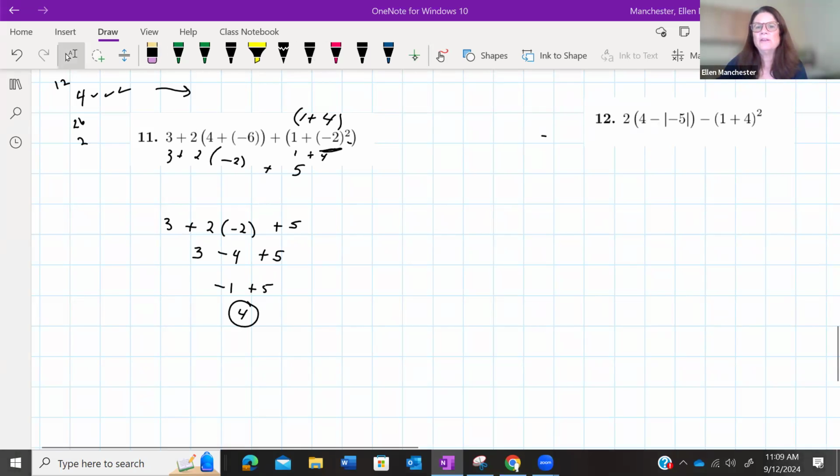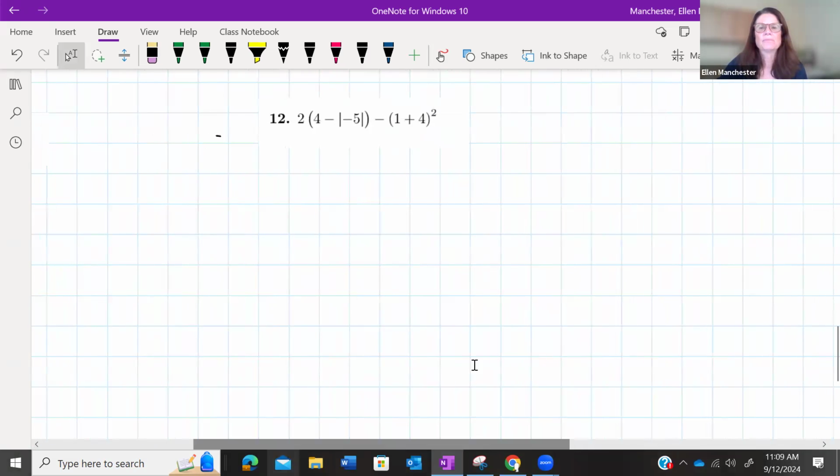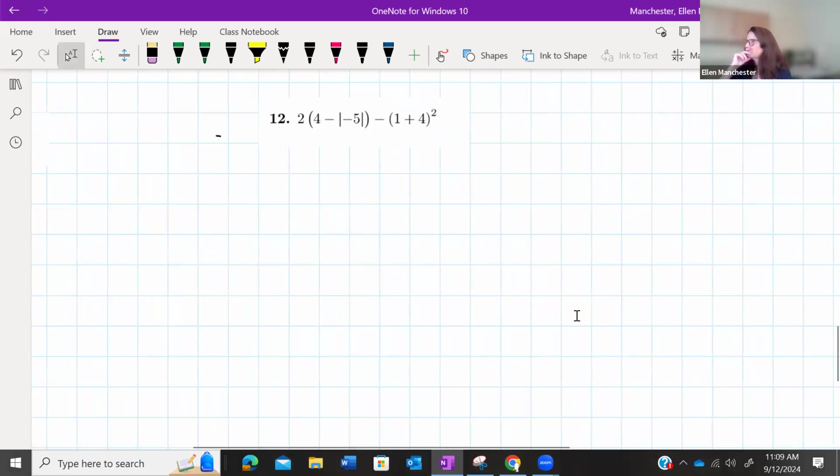All right, last one, and then we'll move to linear equations. So number 12. And those are absolute value bars.